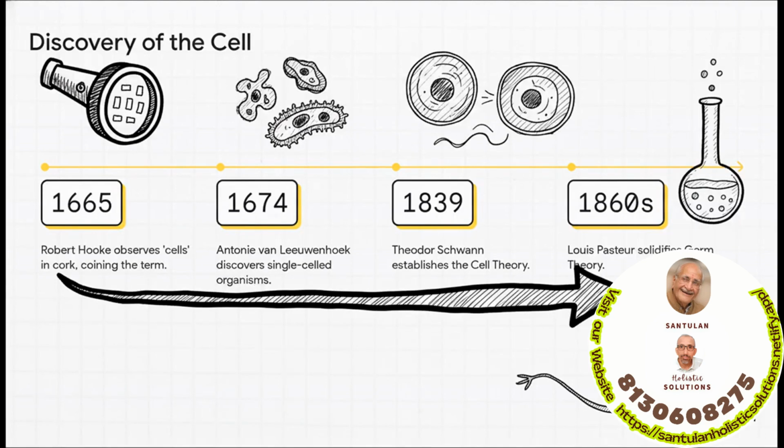A few years later, Leeuwenhoek discovered this whole new world of single-celled organisms. Fast forward to 1839, and Theodore Schwann proposes that all animals are made of cells, a huge breakthrough. And then in the 1860s, Louis Pasteur confirmed that cells only come from other cells. Each discovery was like laying another brick in the foundation of modern biology.